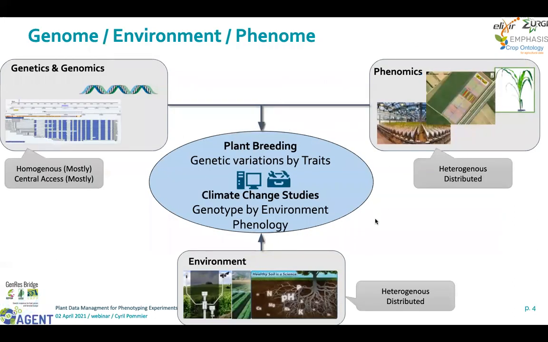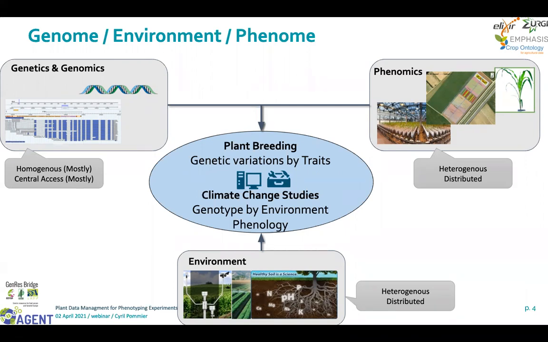So the scope to which those plant data standards are applied is around genomic, environment, and phenomic. For genetics and genomics, the data is mostly homogeneous. A gene is a gene, whether it's present in Hordeum, in Vitis, or in animals. And furthermore, we have central archives, EBI and NCBI, that de facto provide a certain level of standardization.